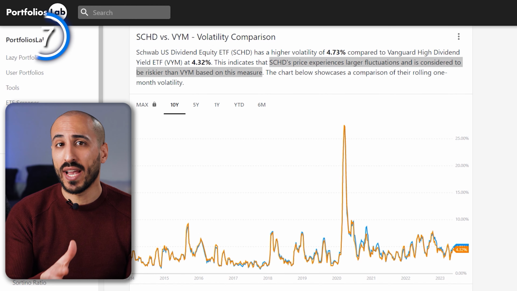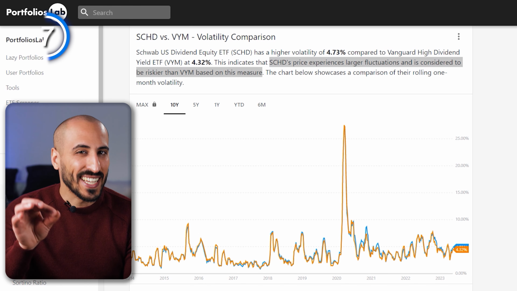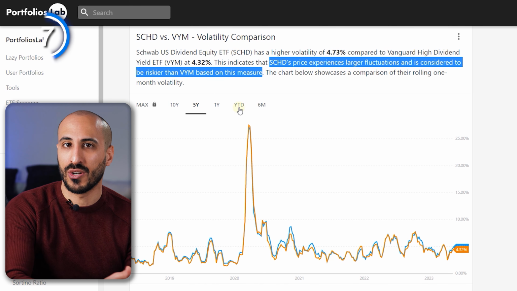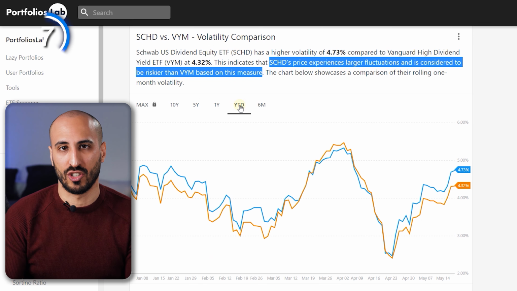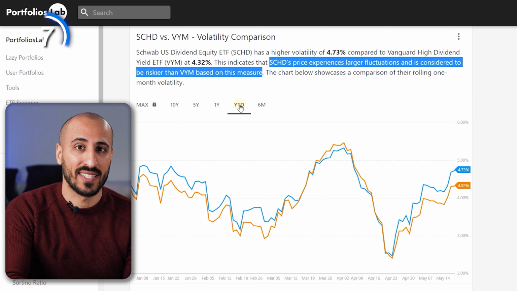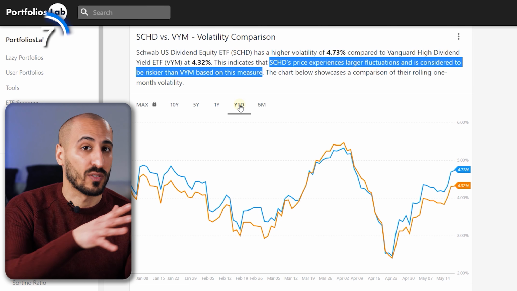Most of the time, VYM and SCHD showed a similar volatility in the last 10 years. But if we dig deeper and we see, for example, the last 5 years, or even year to date, VYM showed a lower volatility than SCHD, meaning that SCHD's price experienced larger fluctuations and is considered to be riskier than VYM based on this measure.